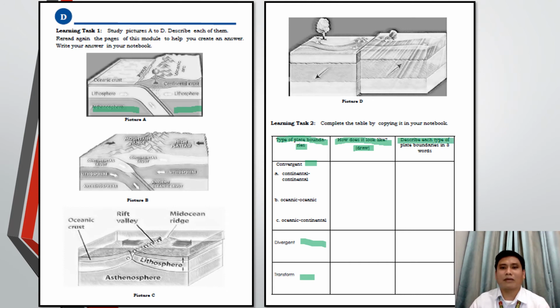And of course, you try to describe them. Describe the plate boundaries in 3 words. So say for example, they are moving past each other. Those are 3 words and can already describe the plate boundary. So those are some of the guidelines for learning task number 1 and learning task number 2.